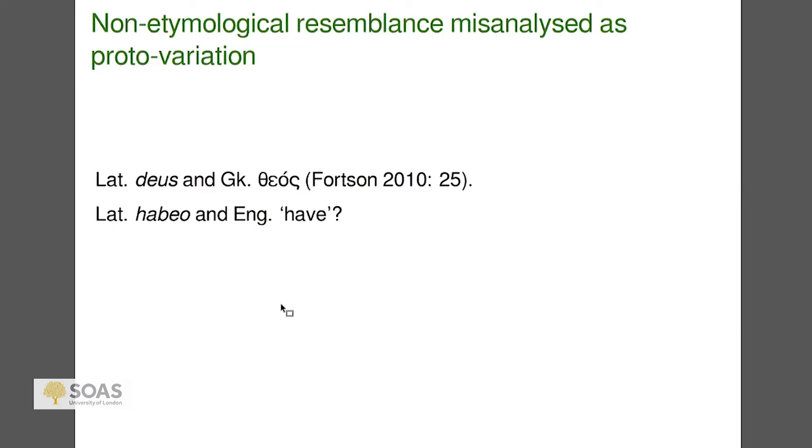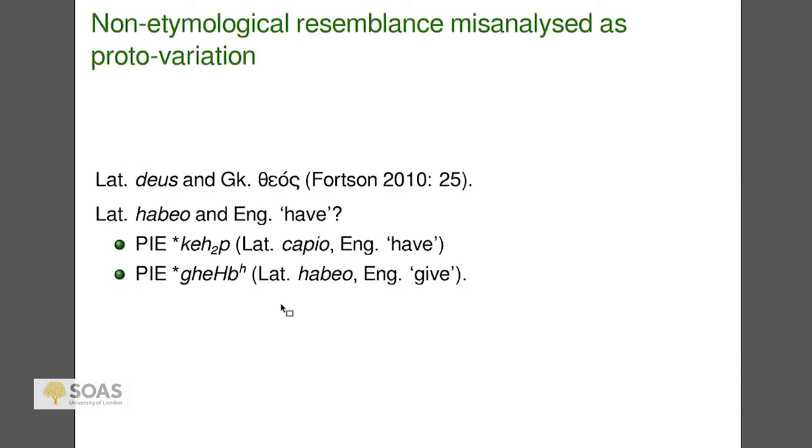And let's just look, I think, at a fun example of habeo in Latin and English have, which look too similar to not be related and mean the same thing. But in fact, you have two different Indo-European roots here. One is kep, which gives us capio, which is to take in Latin, and have in English. And then the other one, which is geb, gives you habeo in Latin and give in English. So those are the correct comparisons. Now, the question is, maybe we could call kep versus geb allophones or, you know, members of a word family.